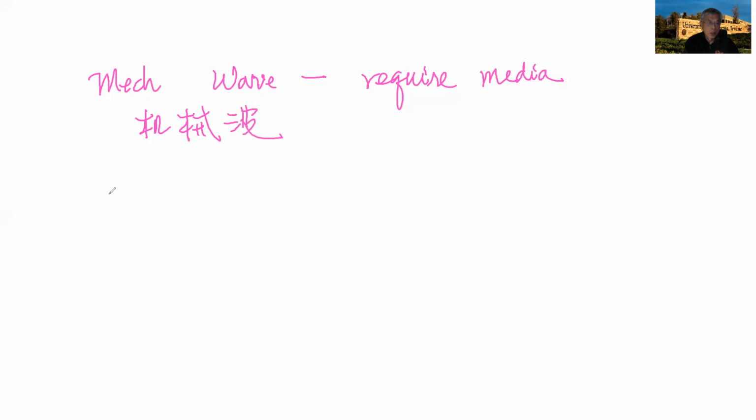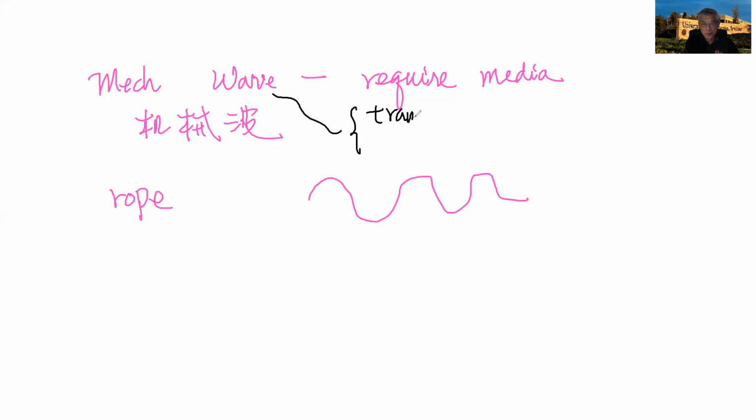Okay, so let's say a rope. A rope wave typically looks like this. So this mechanical wave can be either transverse or longitudinal. Transverse, right? And in Chinese, this is 纵波, and this is 横波. So it can be either one. In rope, you have this.